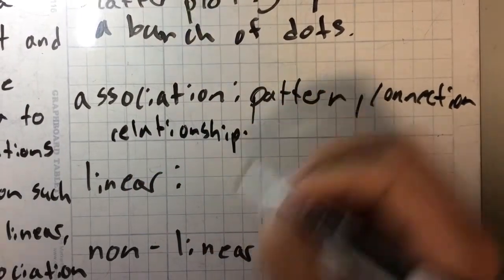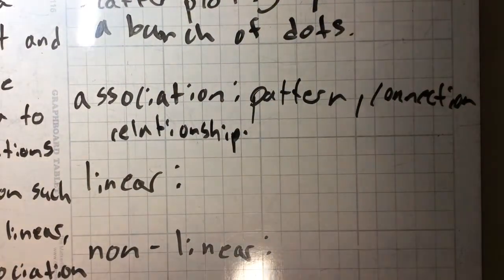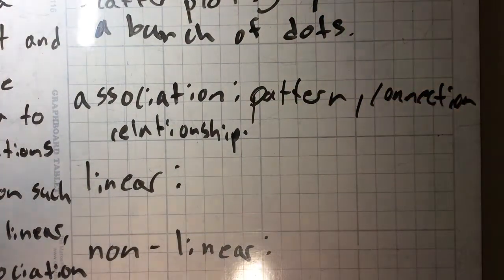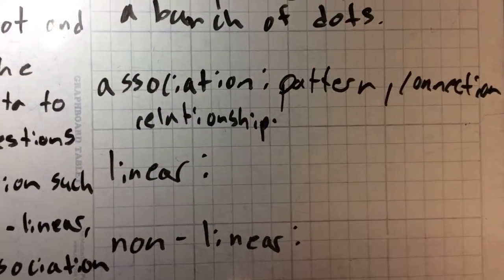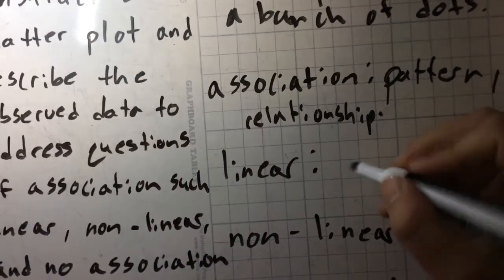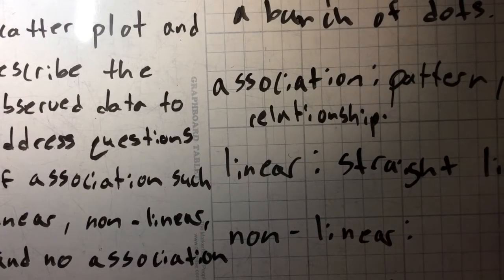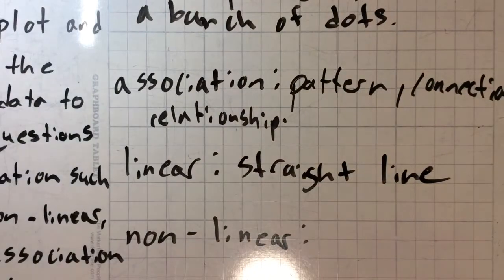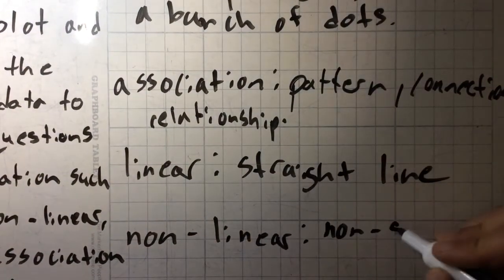Okay? And here's an example of that. Association, the National Basketball Association is just talking about that it's all associated based around basketball. So the descriptor is that they're all basketball teams. Address questions of association such as linear. Linear is just going to mean straight line. Linear means straight line. Well, if linear means straight line, then I'm sure you can make the assumption that nonlinear means not straight line. Non-straight line.